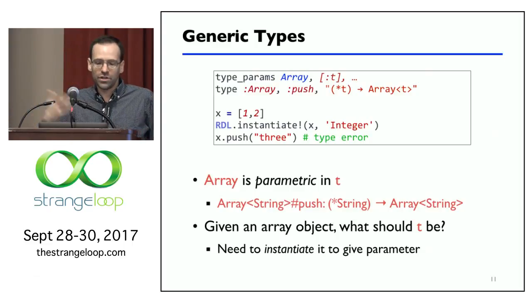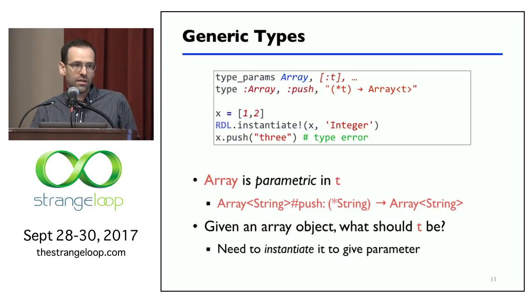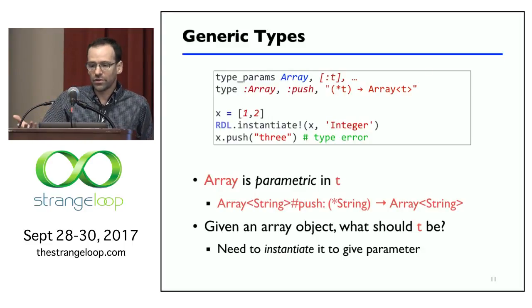RDL also has to have generic types because Ruby has arrays, right? So this is what they look like. So up here, we declare on the first line that array is parameterized by some type t. And then type declarations, like the declaration of push, says that it takes 0 or more t's and returns an array of t. OK, so that looks sort of straightforward.